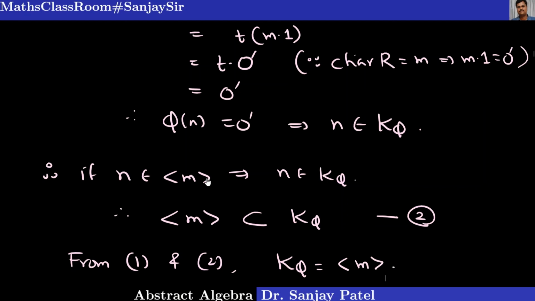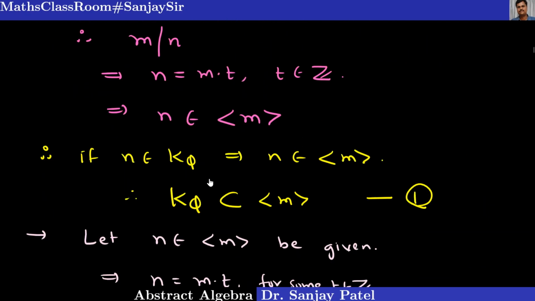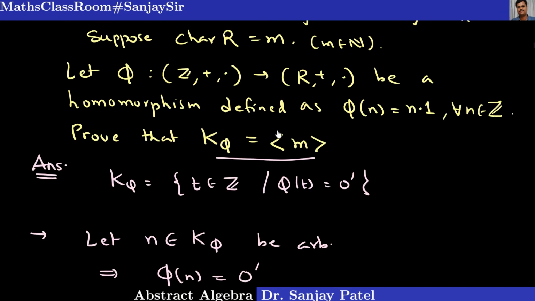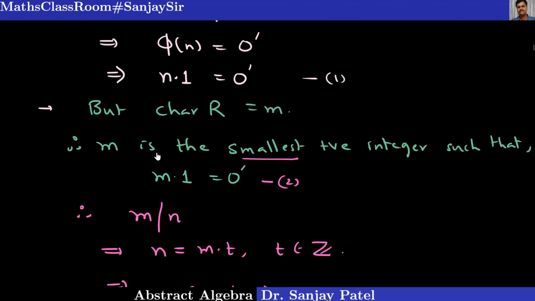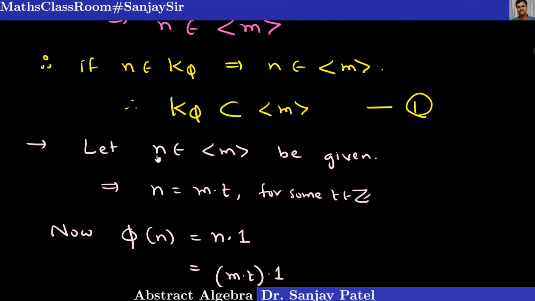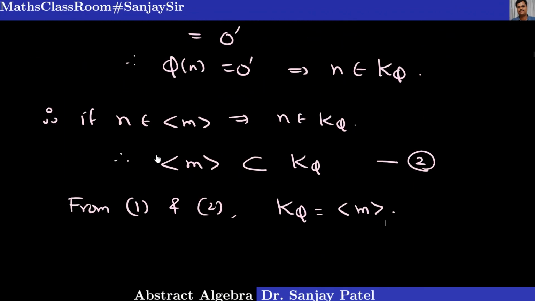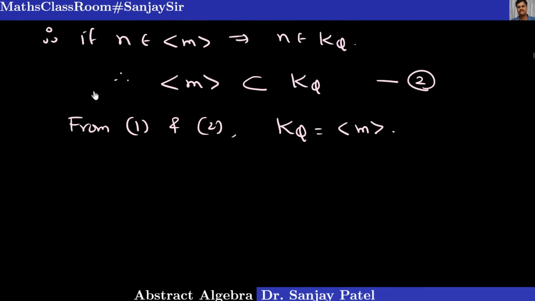So what we have proved here in this example is, if we have this particular homomorphism phi of n equal to n into 1 from the ring of integers to the ring R with unity having characteristic m, then the kernel is always equal to the ideal generated by m. Remember, the kernel is always a subset of the domain ring. So these are the 3 examples I have taken here. You can also prove as an exercise. In this example, I am just leaving it to you.